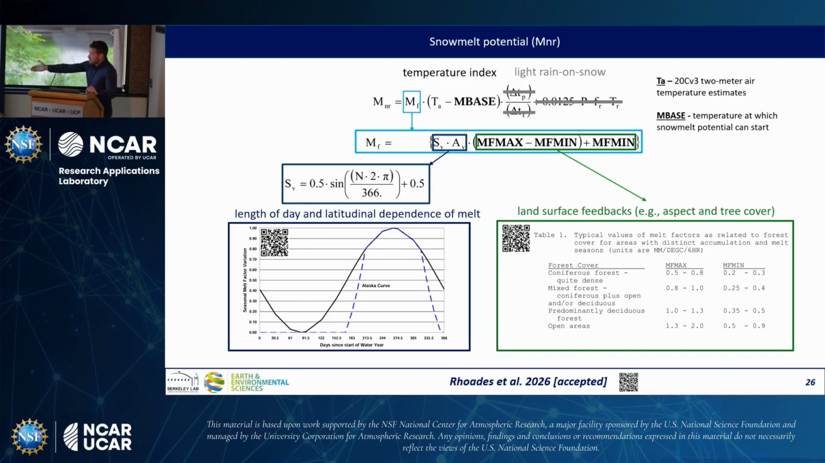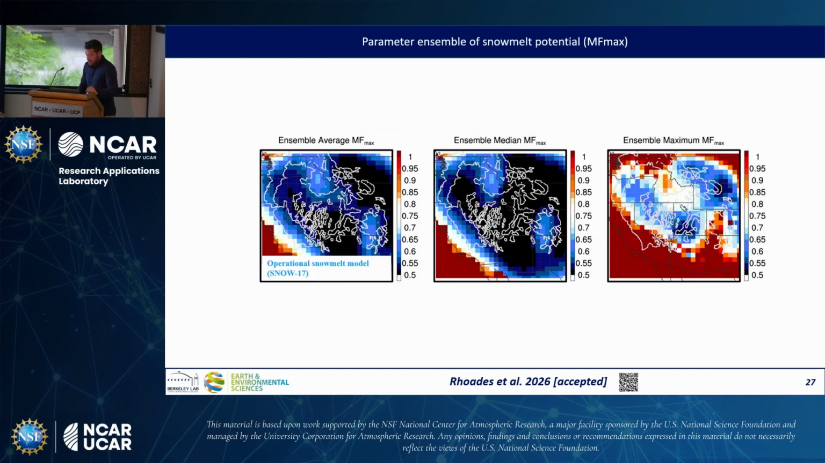And if you go to NOAA technical guidance documents, they'll tell you what the range of MF max and MF min should be for coniferous forests, mixed forests, things like that. One really cool thing is that at Berkeley Lab, I get to work with statisticians, and they make my work way better than I could ever do on my own. Josh North and Mark Risser helped develop a statistical model that will estimate plausible MF max parameters when you give it SNOTEL information, estimate snowmelt potential, and then optimize that MF max parameter.